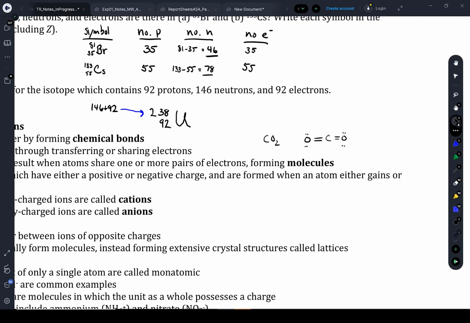And we'll get much more complicated, much more involved than we did in 120, because we'll start talking about exceeding the octet rule and things like that. But for right now, this whole thing is a representation of a molecule. All right.